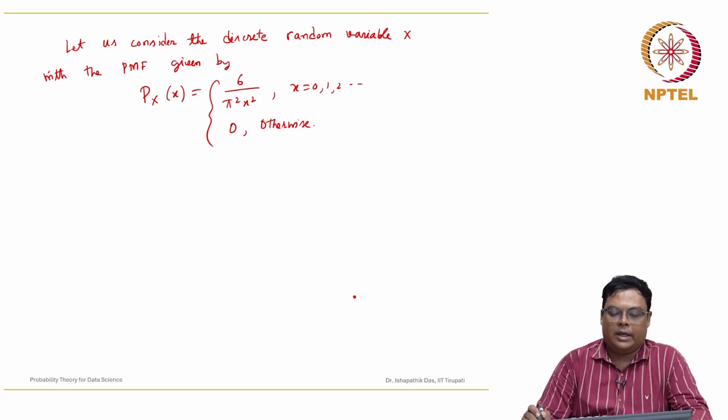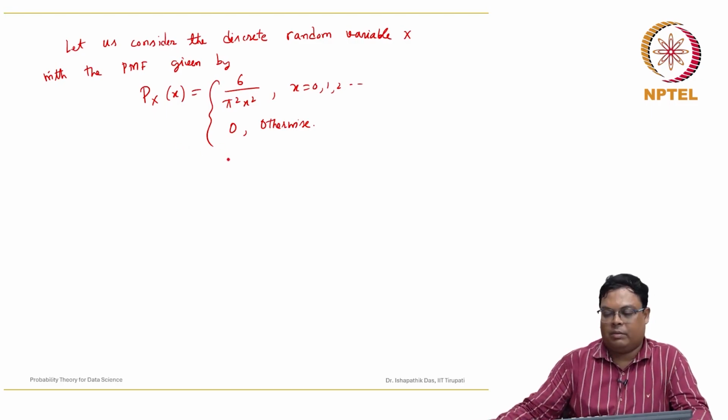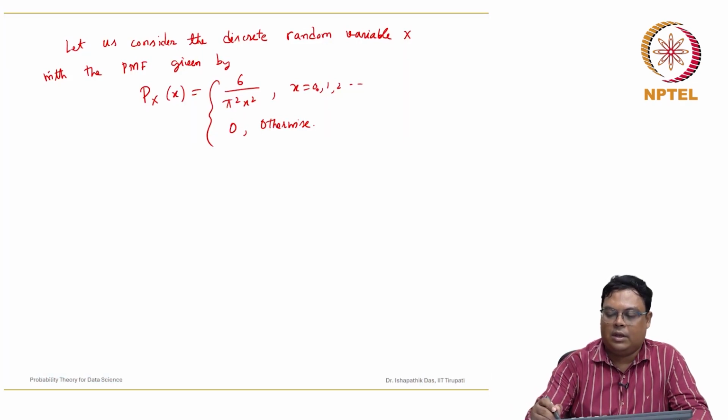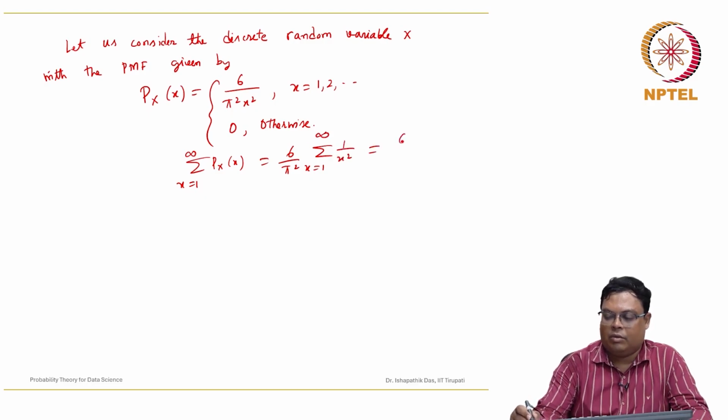Now for this random variable, x cannot be 0, otherwise it is undefined. X can be from 1 onwards. Whether it is a probability mass function: this is always greater than or equal to 0, and not only that, if you take the sum over all possible values, 1 to infinity, this is 6 by pi square summation x is equal to 1 to infinity of 1 by x square. This is a convergent series, and it converges to pi square by 6, so the sum is equal to 1.